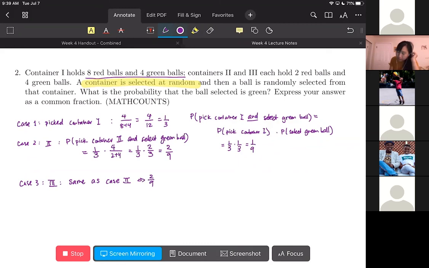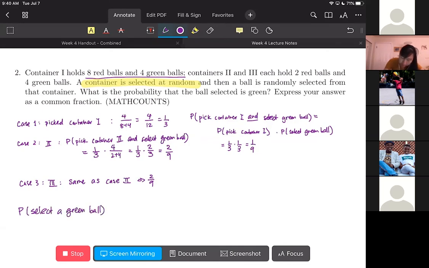All right, so now we want to combine these together. It says, what's the probability that the ball selected is green? We have 3 cases: there's a 1/9 probability that we pick container 1 and select a green ball, a 2/9 probability that we pick container 2 and select a green ball, and a 2/9 probability that we pick container 3 and select a green ball. So what's the probability that overall we'll select a green ball? How do we combine that? We add the 3, giving us 5/9.